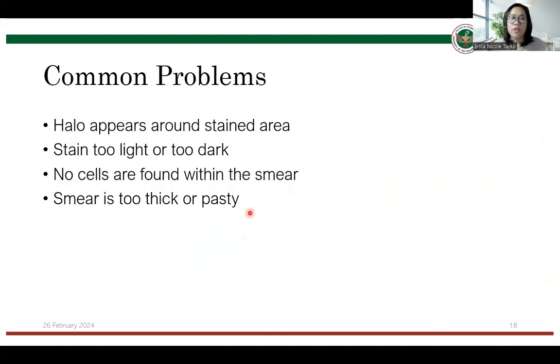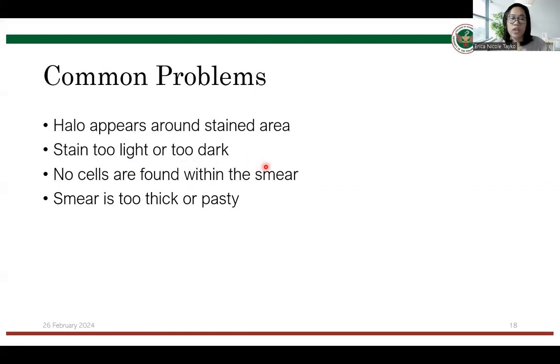Okay, so again, some problems that we encounter when we perform simple staining. Maybe you encountered this when you performed your microscopy exercise, wherein you observe that there is a halo appearing around the stained area. This happens when you are not able to dry your smear properly. Then you applied oil. Oil and water will not mix, so it can also contribute to the appearance of your observation under the microscope.